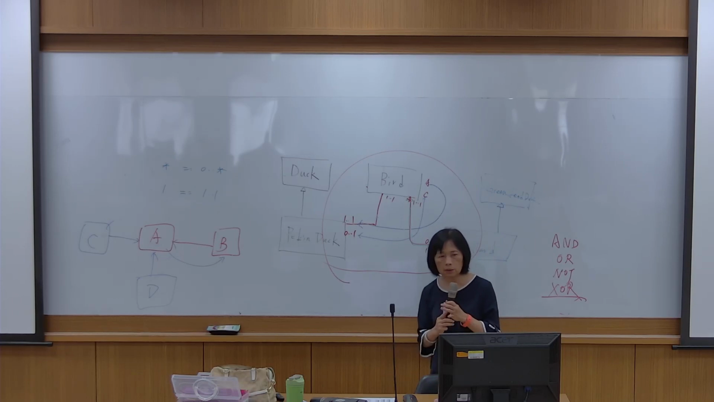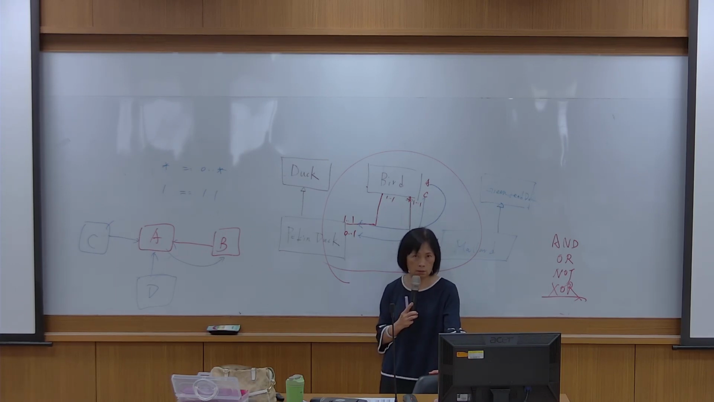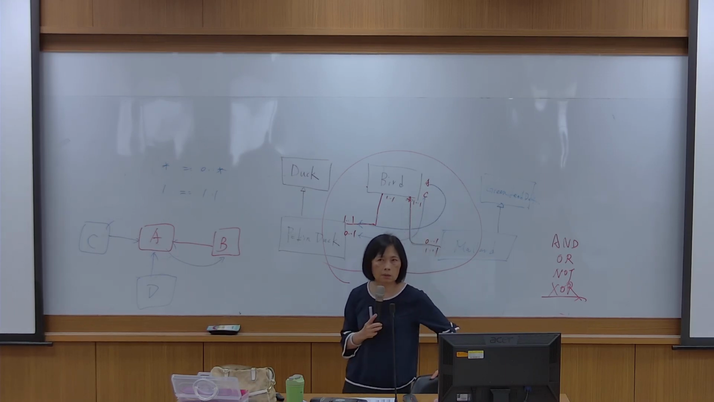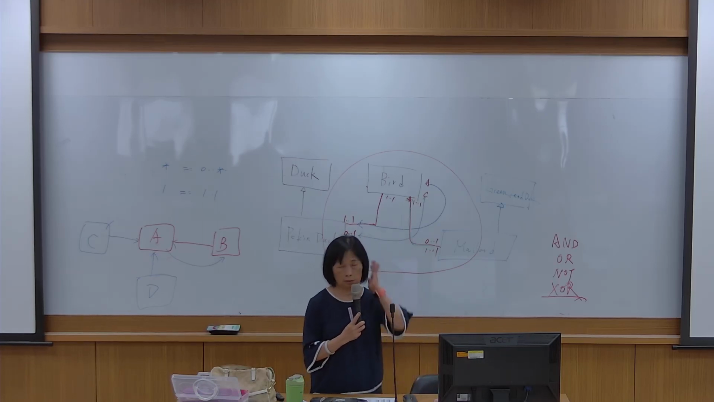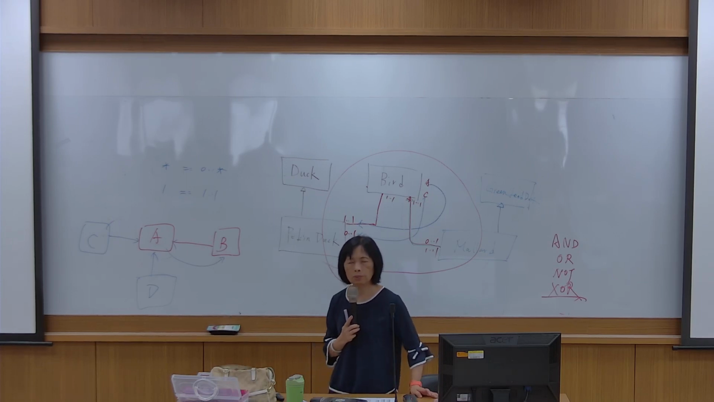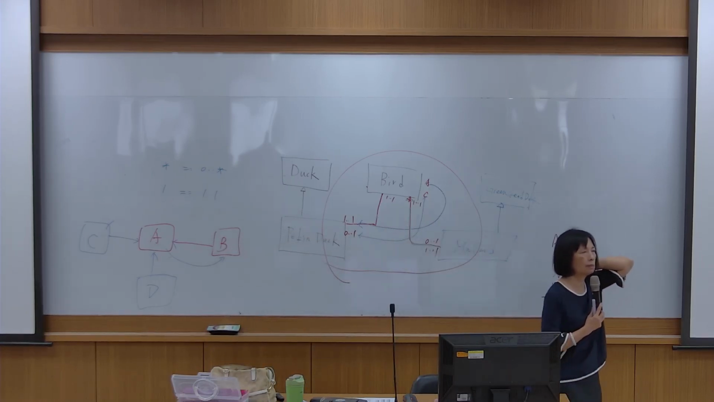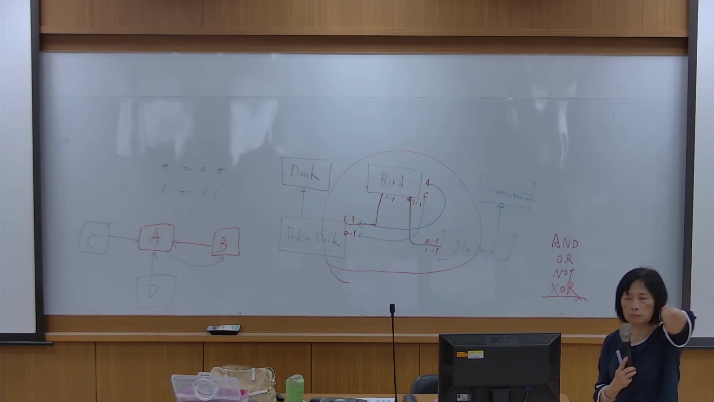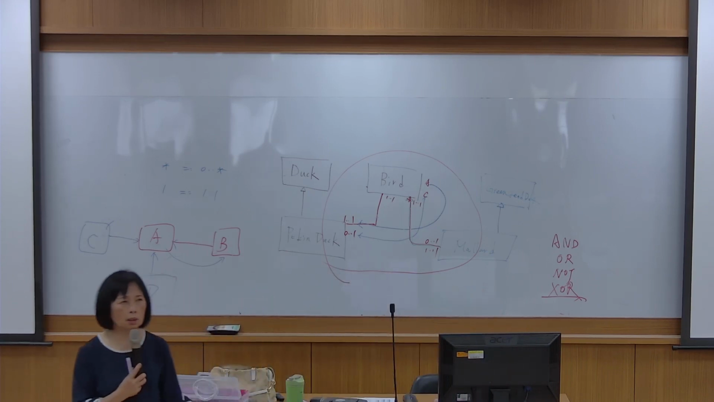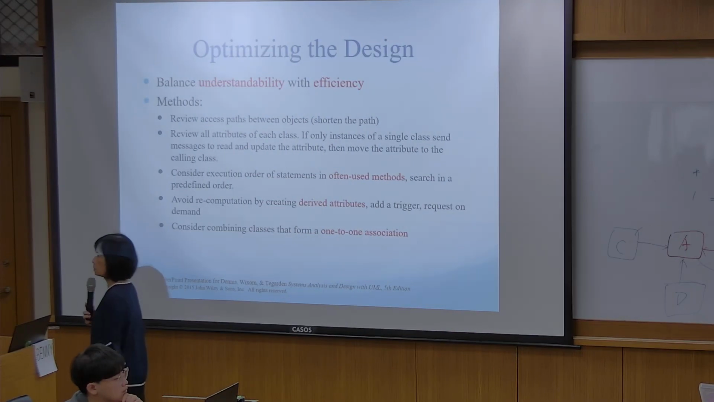And it says consider the execution order of statements in an often used method. Search in a predefined order. What does it mean? It should preview, right? So yeah, an often used method is searched in a predefined order. Answer. Otherwise, I ask Tia to help. Explain that, you guys. Explain it.